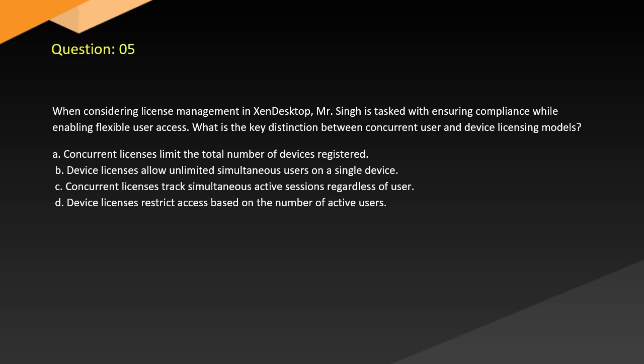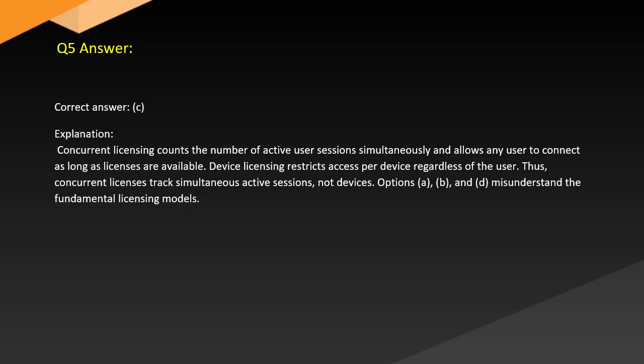A. Concurrent licenses limit the total number of devices registered. B. Device licenses allow unlimited simultaneous users on a single device. C. Concurrent licenses track simultaneous active sessions regardless of user. D. Device licenses restrict access based on the number of active users.